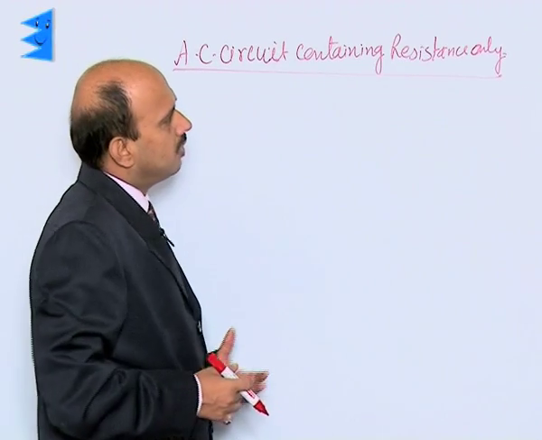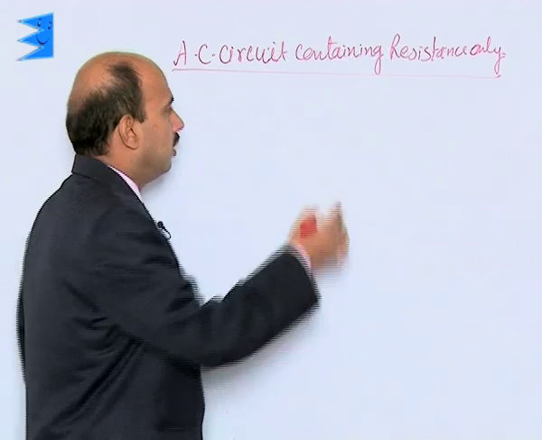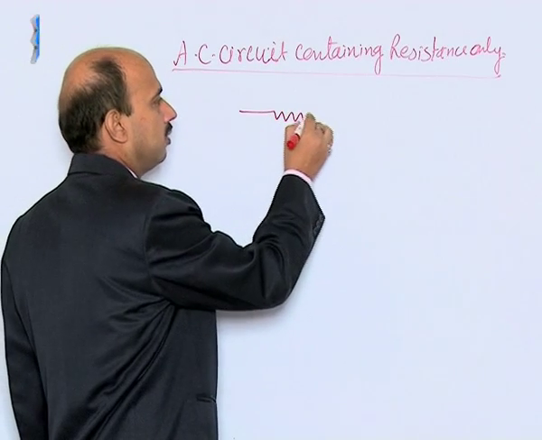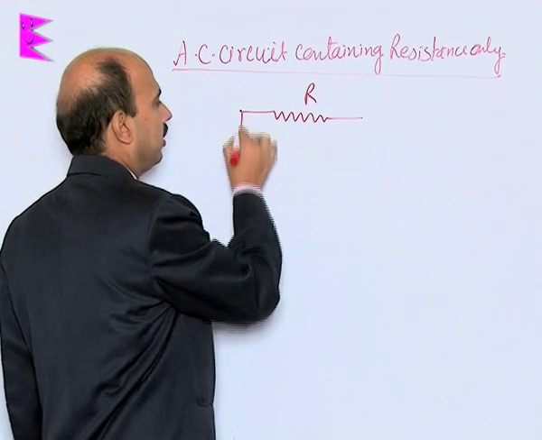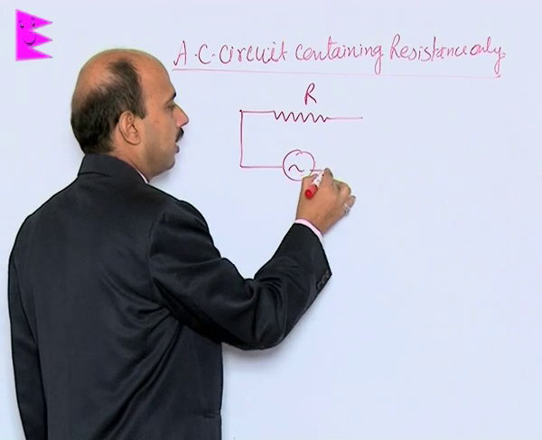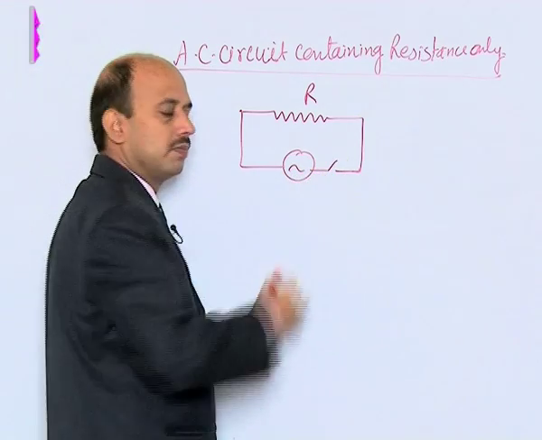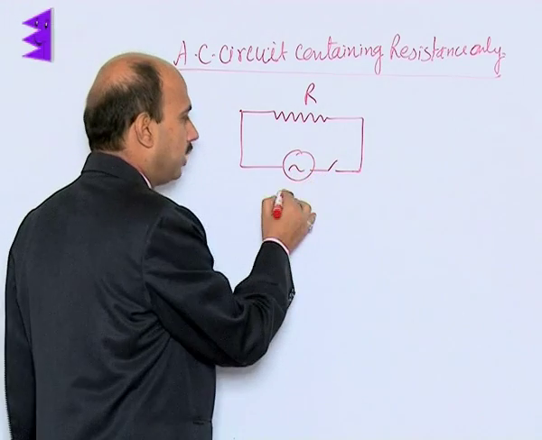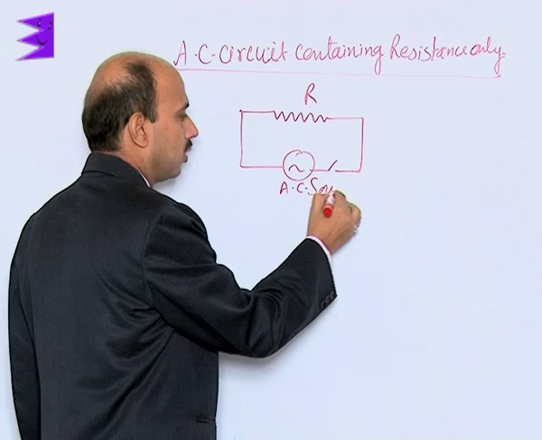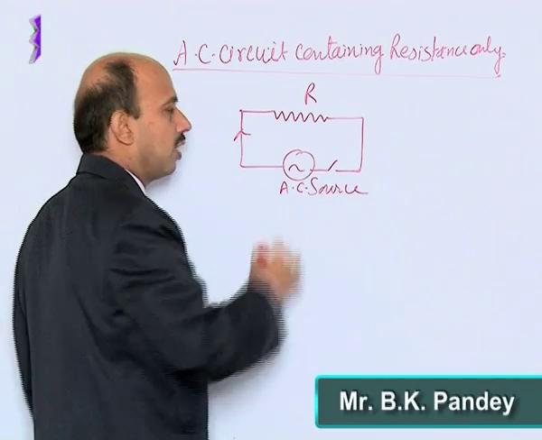Now see an AC circuit containing resistance only. Suppose you have taken a circuit here where resistance R is connected and an AC source is connected with the help of the switch here. This is the symbol for the AC source and this is the resistance R.